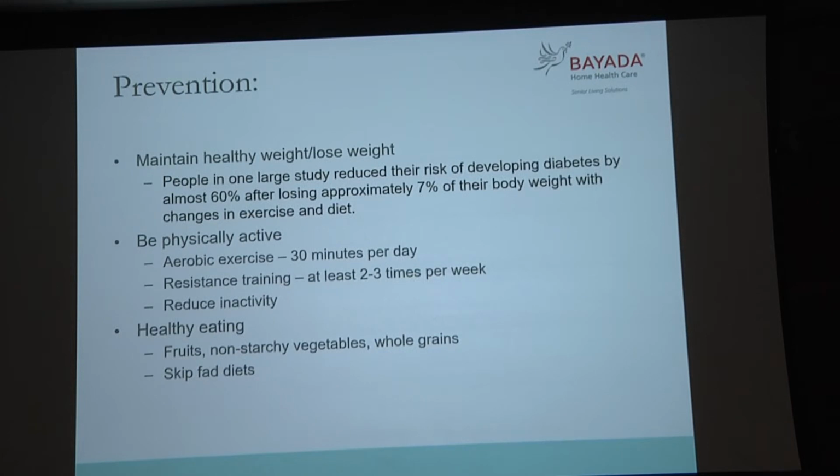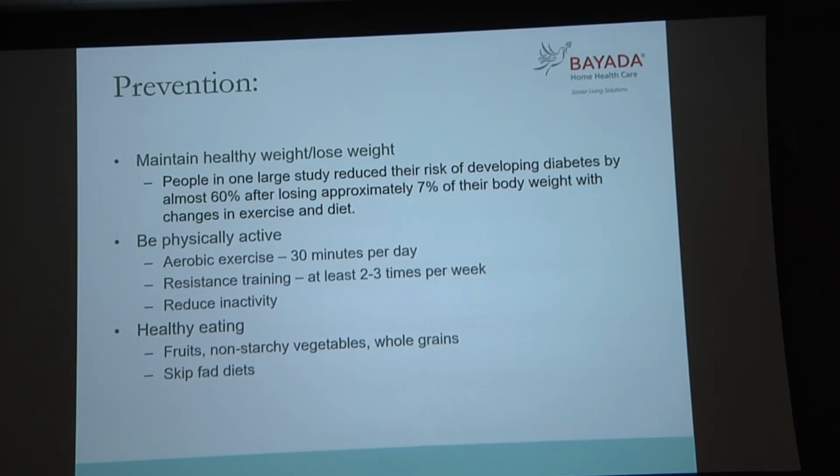So, more prevention. You want to maintain a healthy weight or lose weight if you're overweight. There's one large study that found that people reduced their risk of developing diabetes by almost 60% just by losing approximately 7% of their body weight with changes in diet and exercise. So a little reduction in weight gives a lot of protection against diabetes. That was a pretty interesting finding.